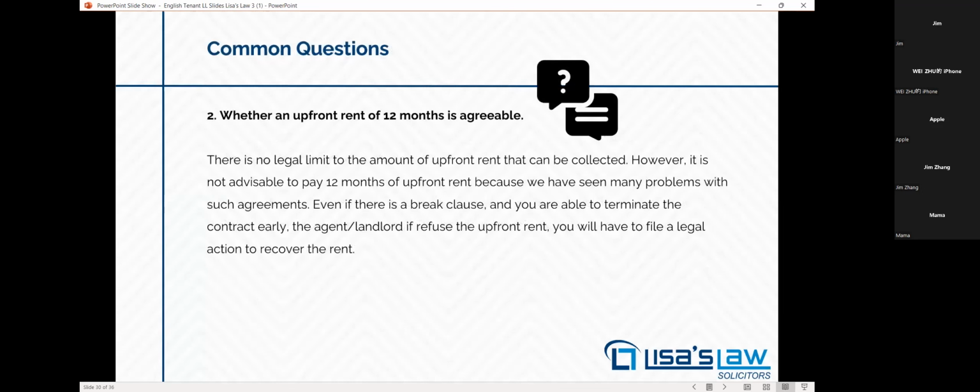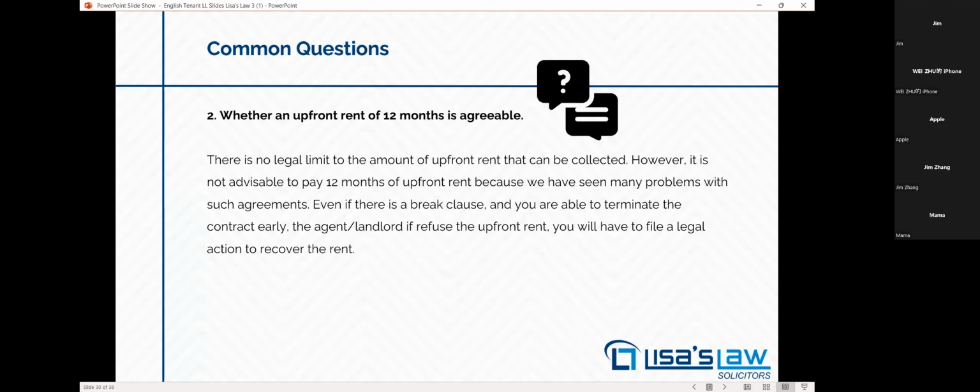Okay, and next one, whether an upfront fee of 12 months rent is agreeable. We have seen many ASTs outside where they take 9 months upfront or 12 months upfront. Well, to be fair, there's no legal limit around such upfront rent. It can be collected anytime and however much. The problem that we see with this is we wouldn't advise to pay such, especially 12 months upfront.